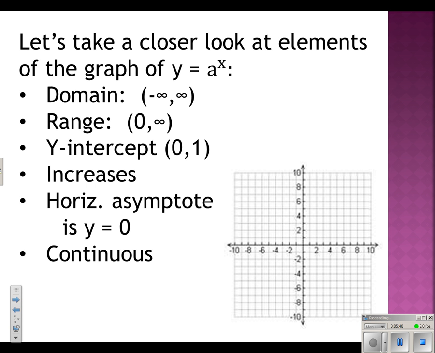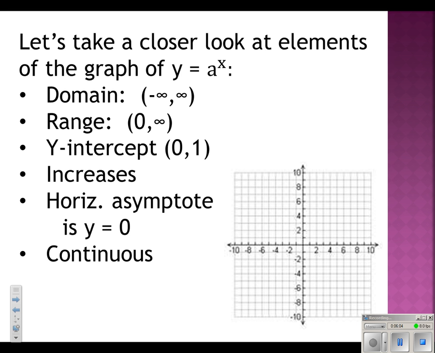Now, taking a closer look at elements of the graph y equals a to the x. All right, so we're going to be looking at these exponential functions, which y equals a to the x power is. The domain of a function like this, okay, you can put any value in for x that you want. So the domain goes from negative infinity to positive infinity.